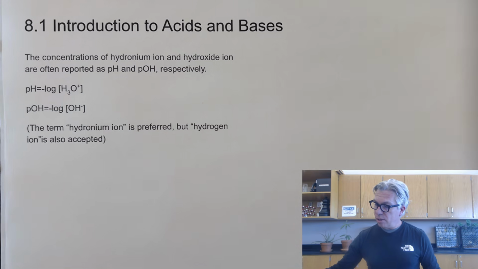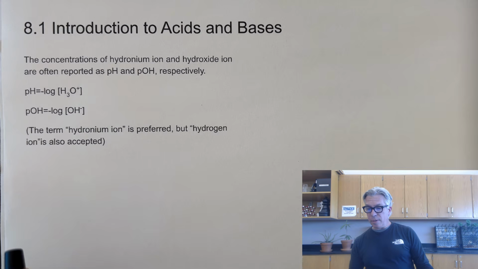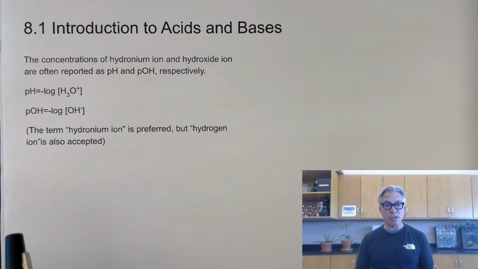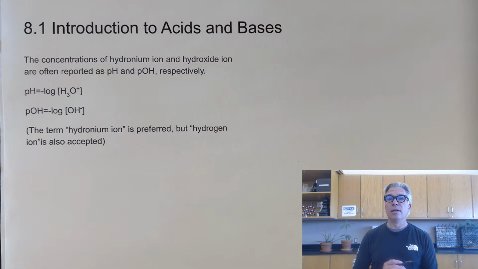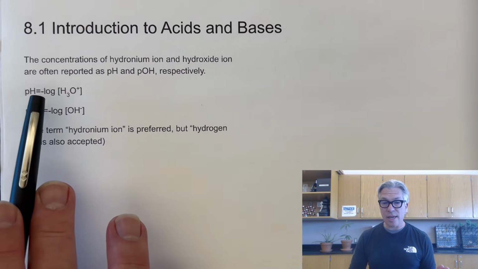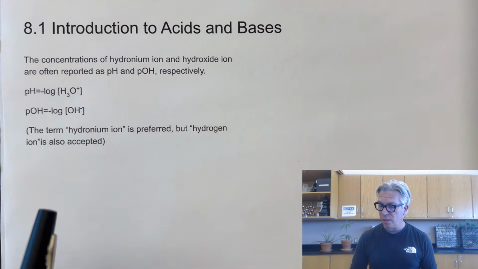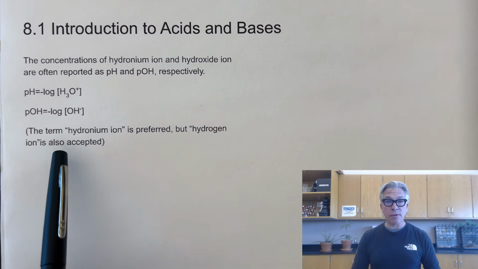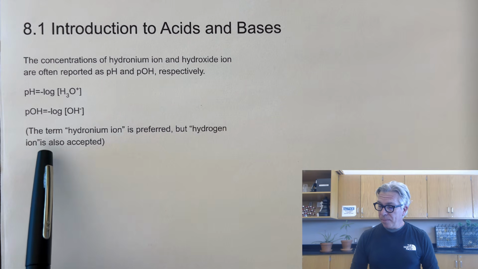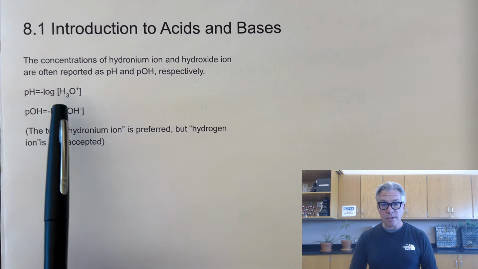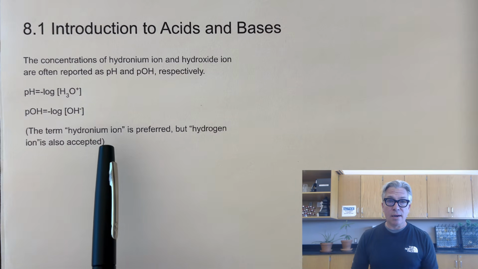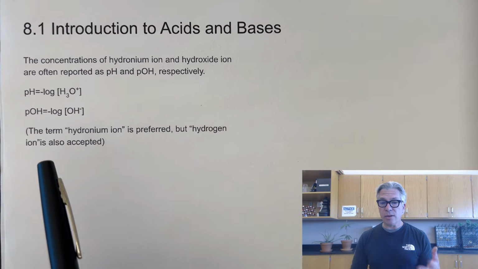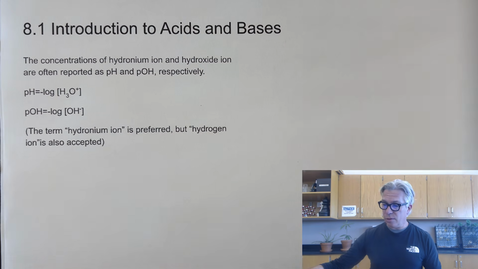The concentrations of hydronium ion and hydroxide ions, this is still in 8.1, are often reported as pH and pOH respectively. Keeps the numbers nicer so we're not writing scientific notation all the time and dealing with numbers that are extremely small. So the pH is defined as the negative log of the H3O+ concentration, and the pOH is the negative log of the OH- concentration. A quick note from the lovely people at the College Board. The term hydronium ion is preferred, but they will accept hydrogen ion on the exam. If you have gotten used to that or if you put it there inadvertently, you should get credit for that.